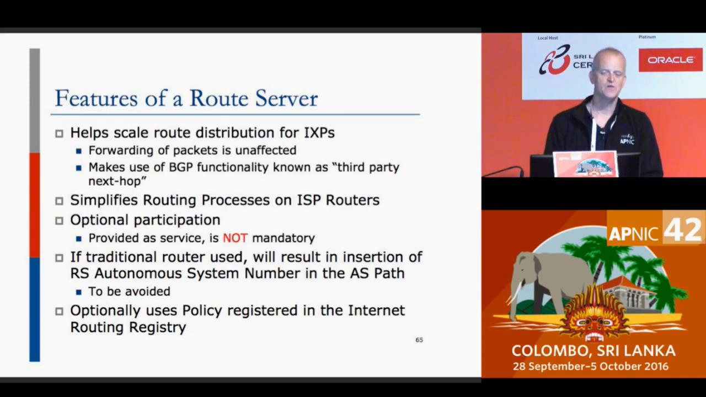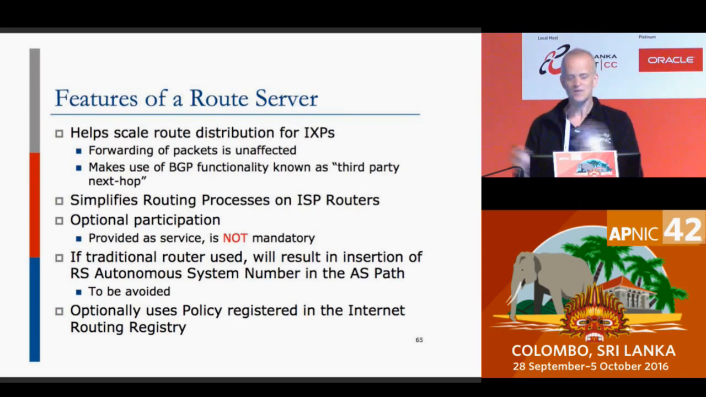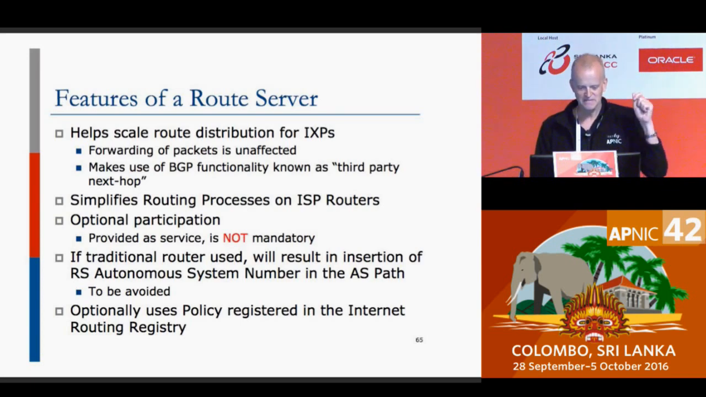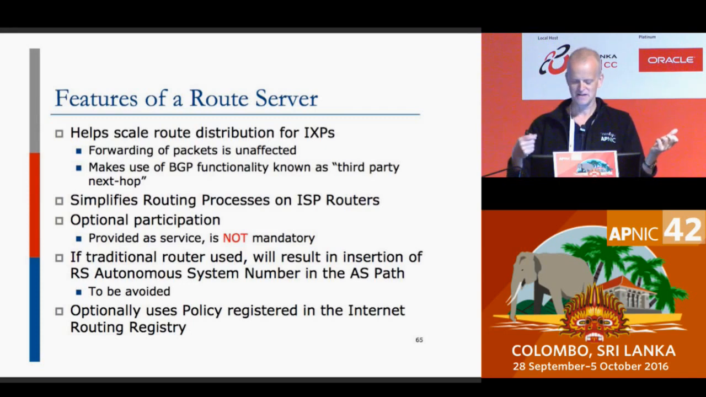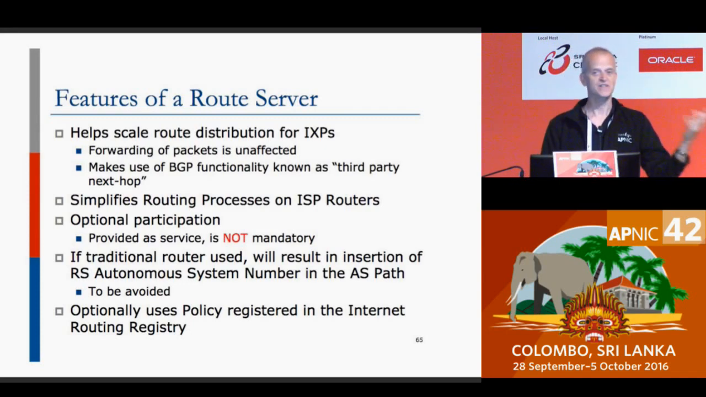It doesn't forward packets. Some folks think the route server somehow has all the packets going through it. It doesn't. There's something in BGP called third-party next hop. Because the route server is on the same LAN, the next hop that the route server learns is actually used by the routers that hear the prefixes from the route server. So the traffic does not go through the server. It's only there to help pass on BGP prefixes.